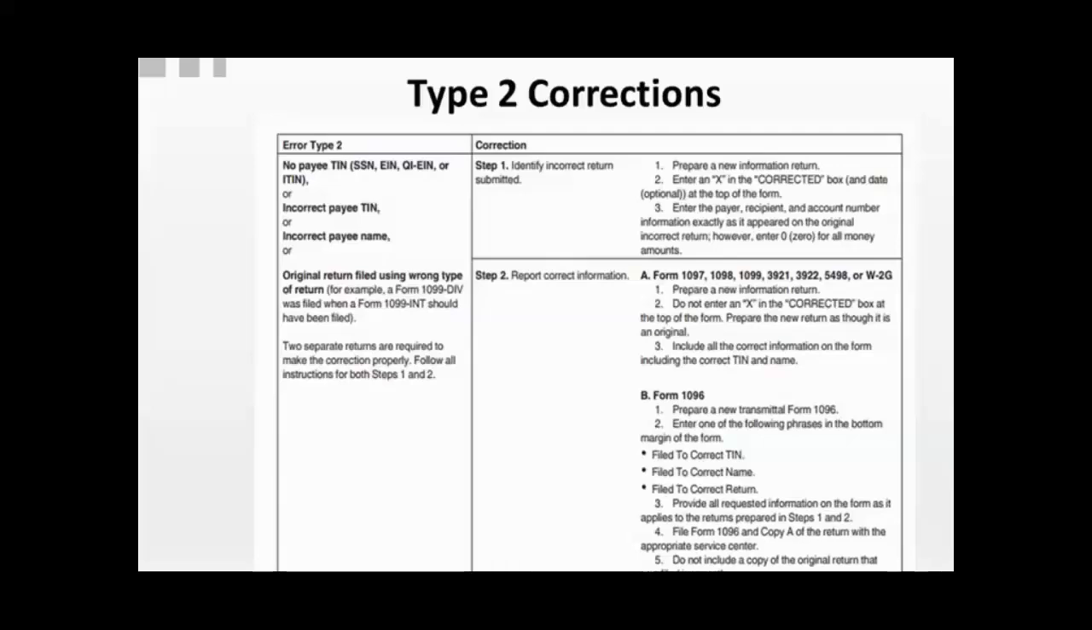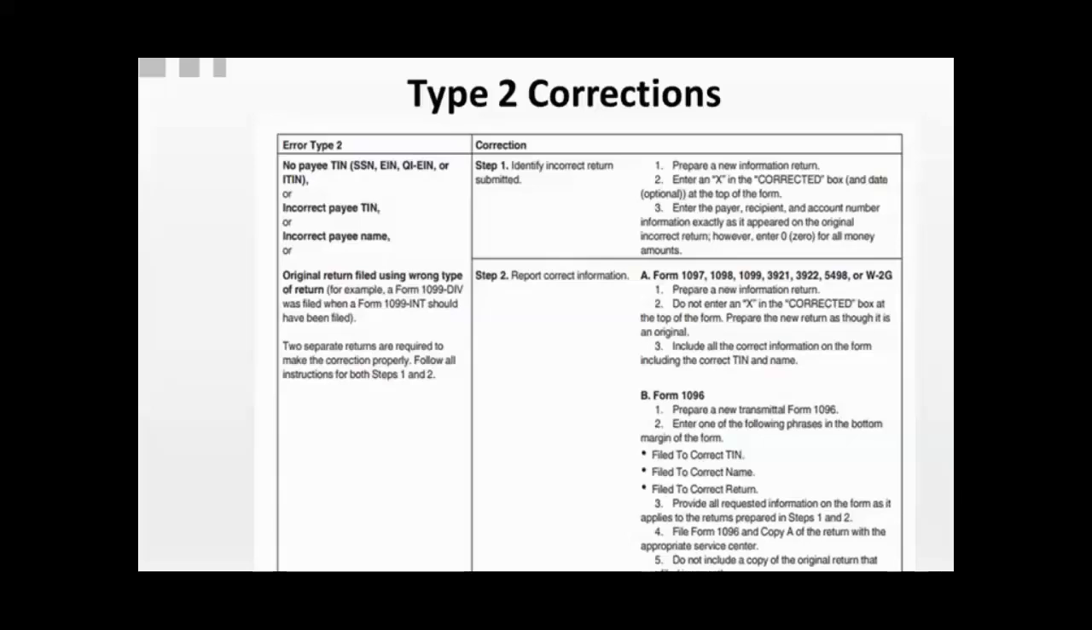You prepare a new transmittal form 1096, and enter one of the following phrases at the bottom: file to correct TIN, file to correct name, file to correct return. Now, if you have the wrong type of return, you probably need two 1096s to correct it. If you issued an INT instead of a DIV, you need one to cancel that INT, and you file a 1096 with that INT to cancel it. And then you also file a 1096 with the DIV that's replacing it.